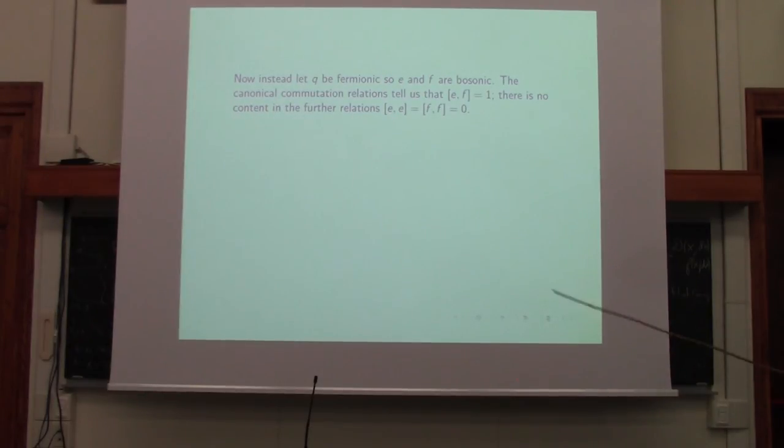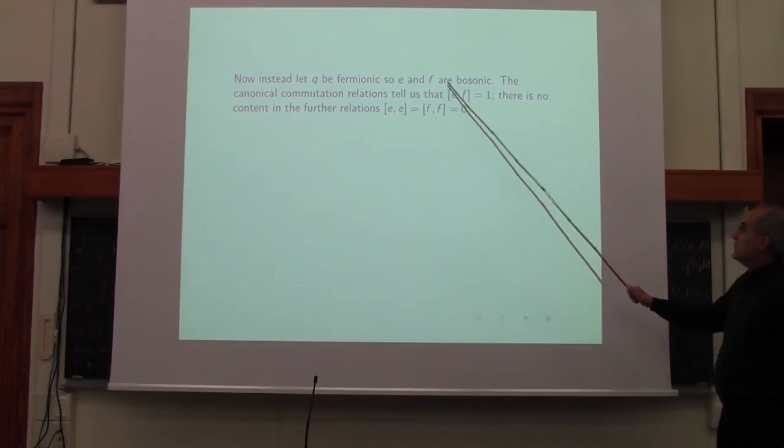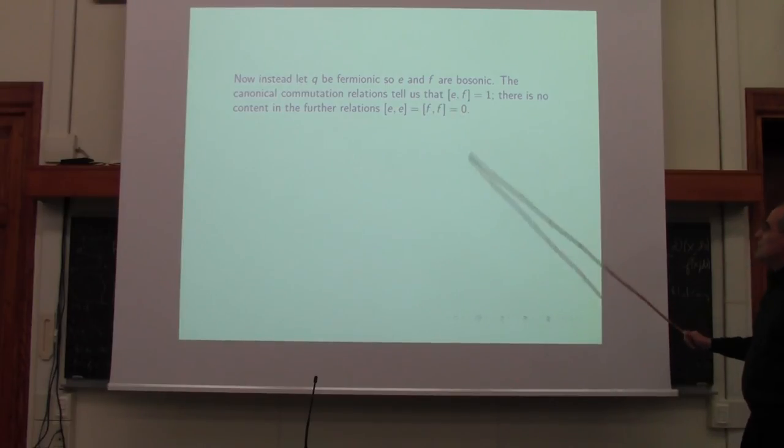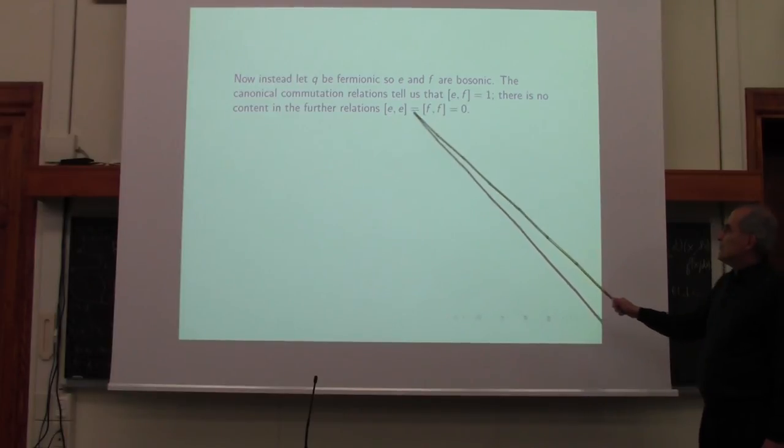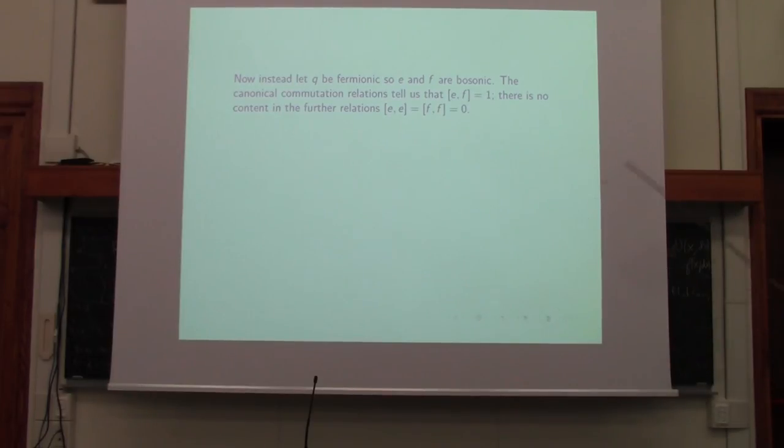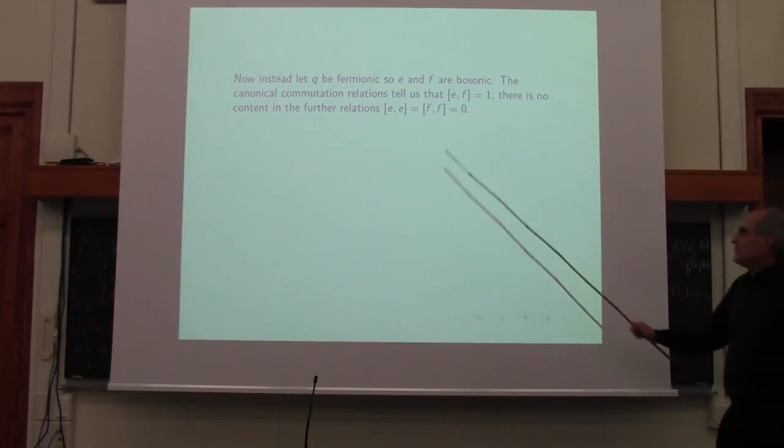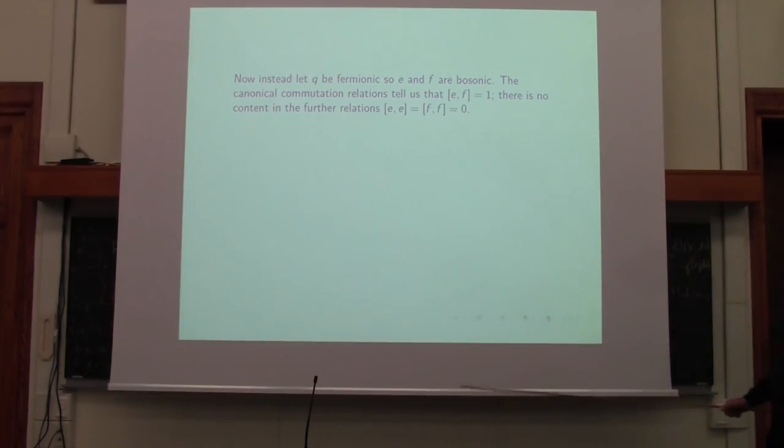If instead q is fermionic, then e and f are bosonic, and the canonical commutator tells us that e with f is 1. There's no content in the first relations. That's the basic difference between bosons and fermions. When e was fermionic, or f was fermionic, the square was 0. But if e is bosonic, we just learned its commutator with itself is 0, but it's trivial for a boson, and likewise for f.